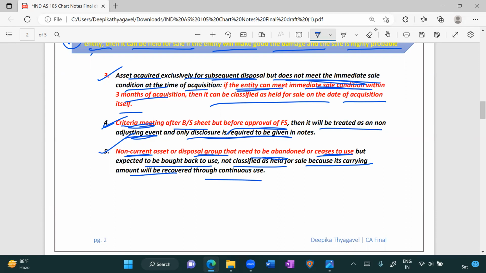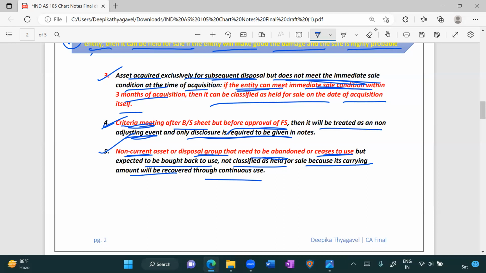A lot of plant and machinery were there in your factory, but because of COVID, you did not have access to go to the factory and run those machineries. So presently, for the time being, that use was abandoned or ceased. But you are expecting to use it in the future. Obviously, after COVID, I'll go back to my factory and run my machineries, right? So I'm expecting it to be used after some period. So will that be classified as held for sale?